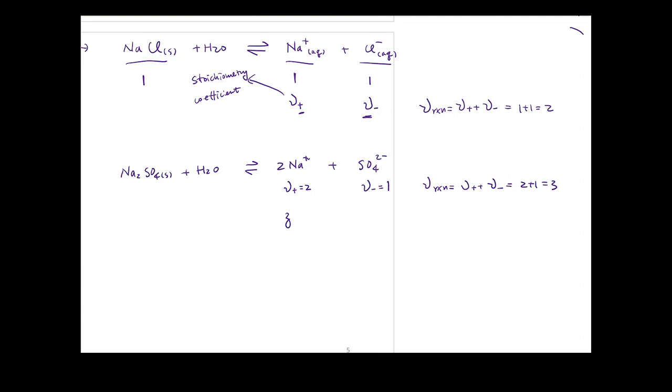Another important term that we need to introduce is called Z. Z is the charge of your cation and anions. So here, your Z plus is equal to 1 because your sodium carries a +1 charge. Your Z minus is equal to 2 for your sulfate anions.